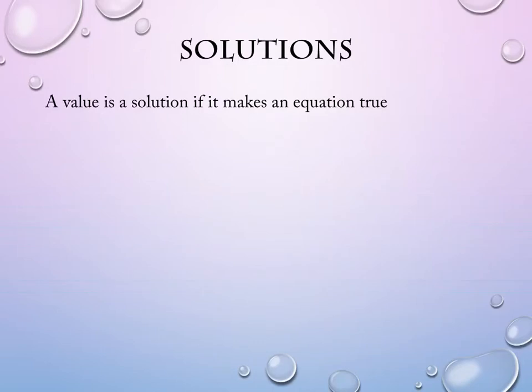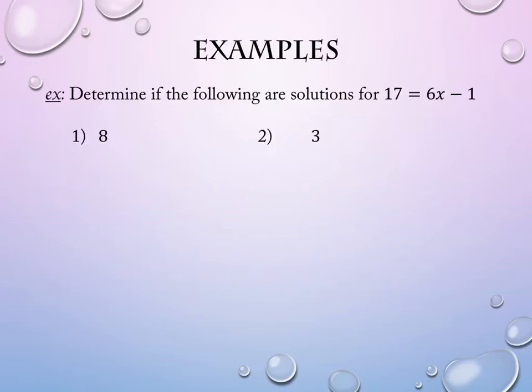So first, definition of a solution. A solution is simply a value that makes an equation true. So if you're asked to simply determine if something is or is not a solution, what you're asked to do is to evaluate using that value. So here's an example. I've got an equation, 17 equals 6x minus 1. To decide if the number 8 for number 1 is a solution, is to take that number 8 and to substitute it in for the variable and see if it works.